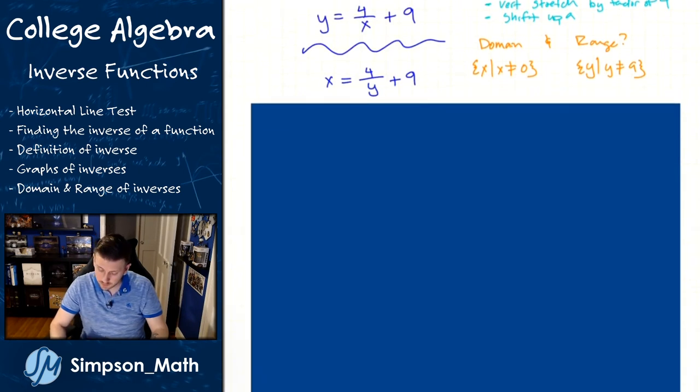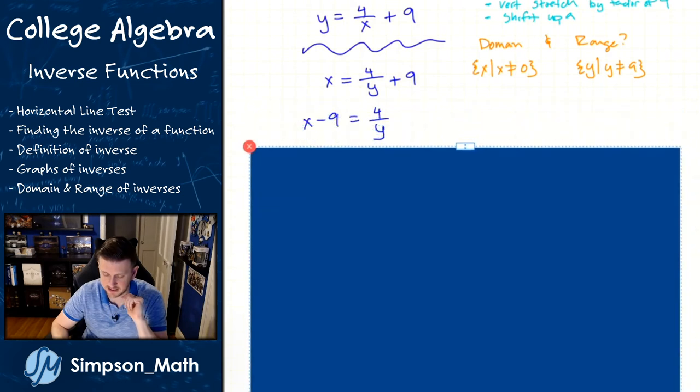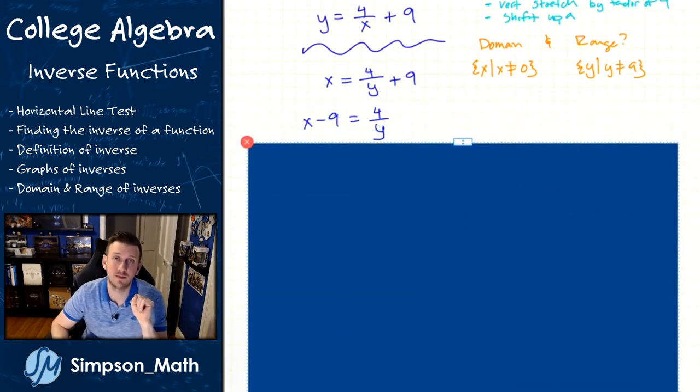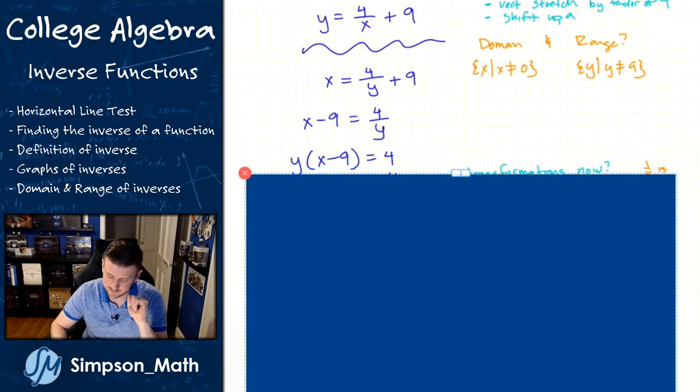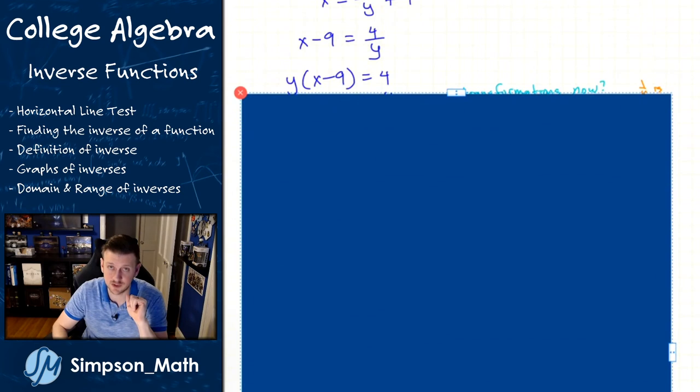All right? So now I need to solve for that y. Now, which of these things is freer to move? This y, I know it's not in a very convenient location, but this 9 is not very friendly right now. I don't want to move that y until that 9 is gone. So I'm going to move that 9 first by subtracting 9 from both sides. And now I'm going to multiply both sides by y.